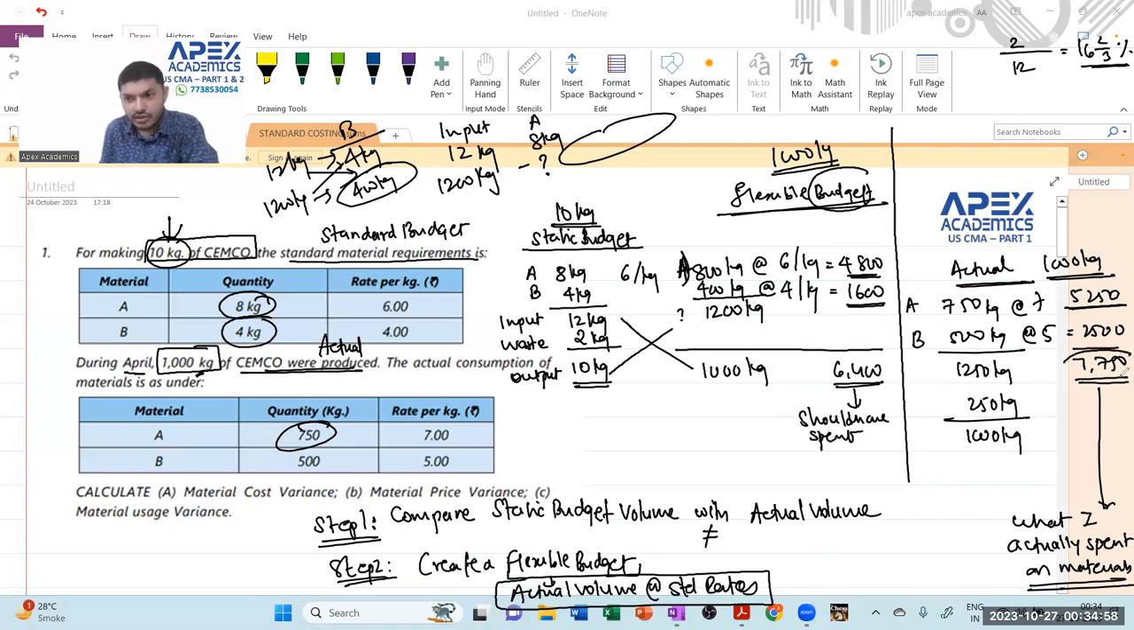But how much did I actually spend? 7,750. My dear friends, material cost variance for you is available right here in this example. The difference between what you should have spent and what you have actually spent, 6,400 minus 7750, your answer is minus 1350. This is nothing but adverse.